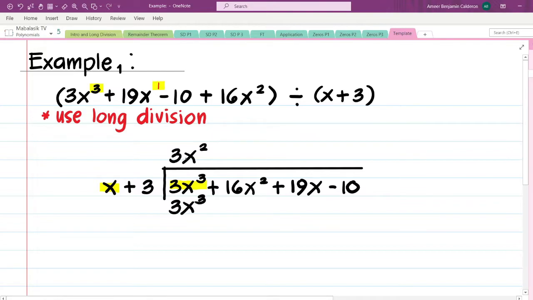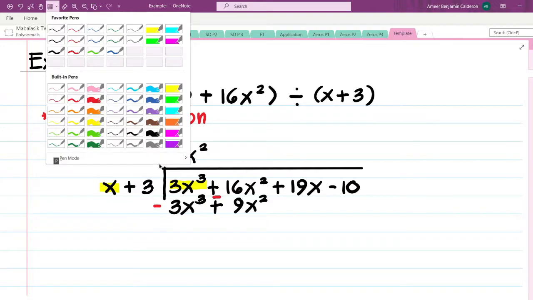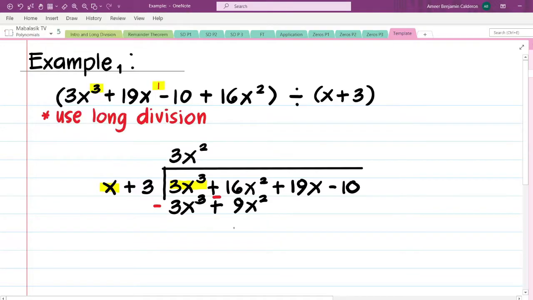And then 3x squared times 3. So we have plus 9x squared. After doing so, let us change the signs. So this is a positive, we have a negative now. And this is a positive, we have a negative now. And then, after changing the signs, we add.